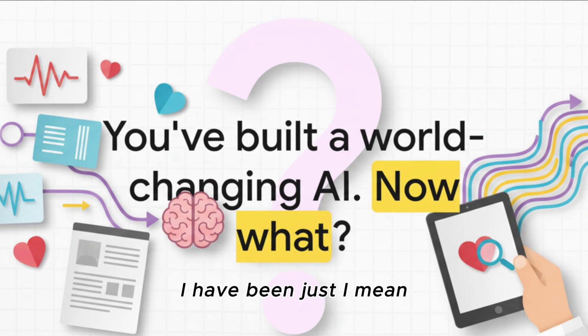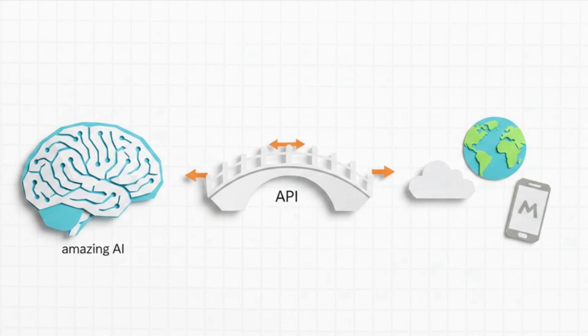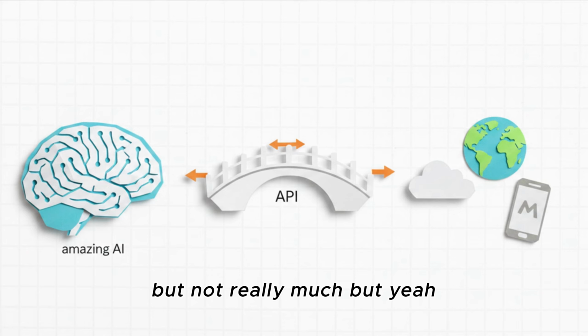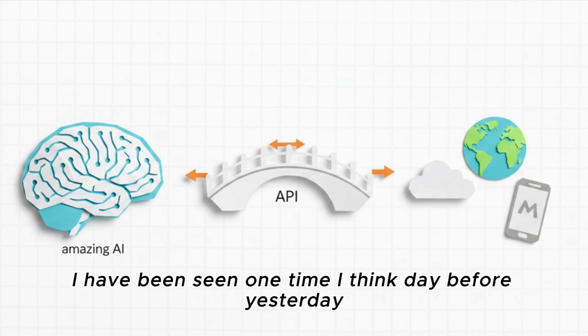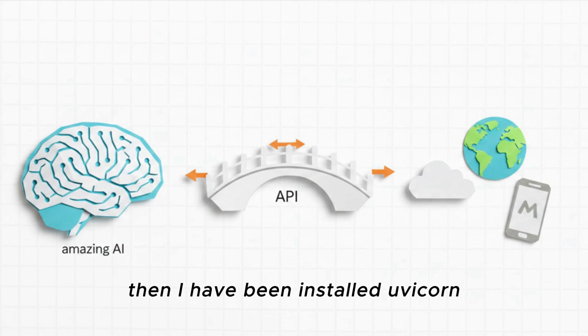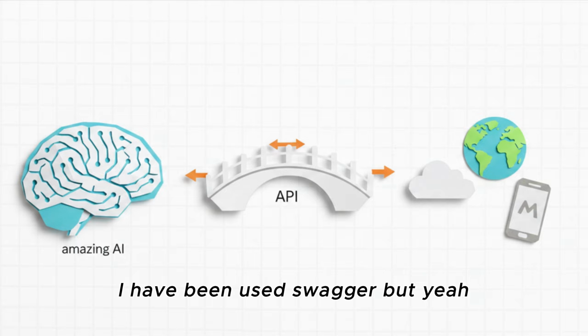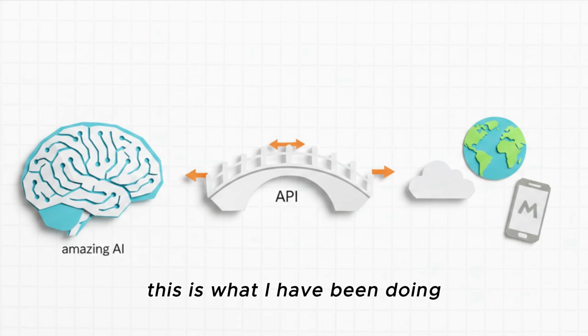I have just looked at CRUD operations in FastAPI, but not really much. But yeah, I have seen it one time, I think day before yesterday, where I created this virtual environment. Then I installed Uvicorn. Then I ran all these operations, and I saw the backend UI in Swagger. I have used Swagger, but yeah, this is what I have done.